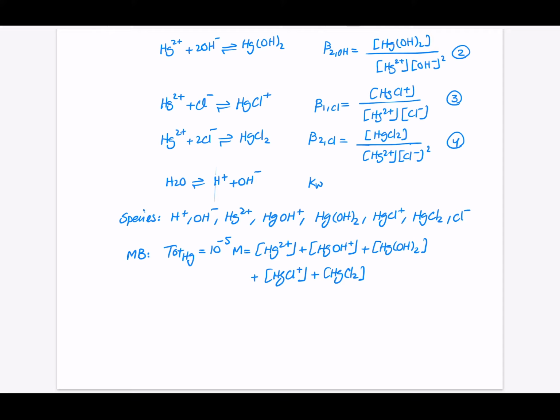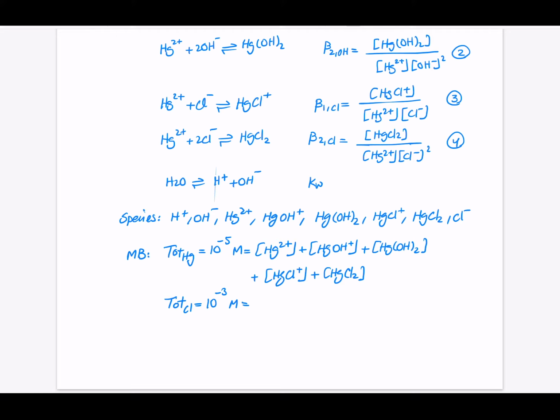What is the other species that we can write mass balance? Yeah, total Cl. What's the value? 10 to the minus 3. So before we write the mass balance, just compare the two values. 10 to the minus 3 versus 10 to the minus 5. So we have 100 times more of the Cl compared to Hg. We're going to use that later, but just keep in mind the differences between the two.